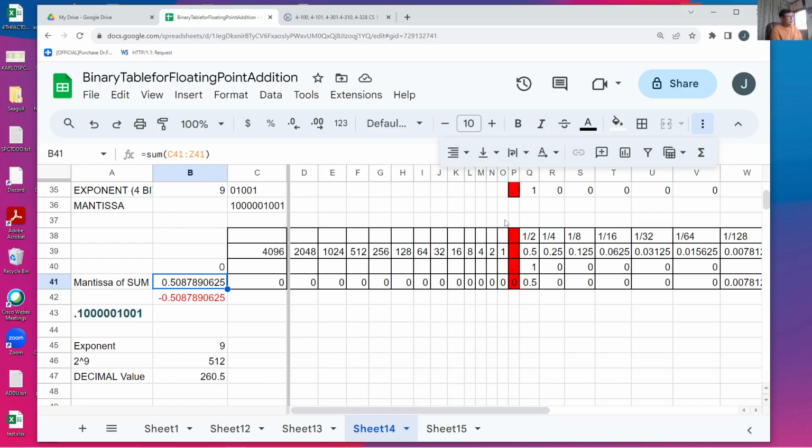In the next video, I'm going to show you how to represent negative numbers in binary.